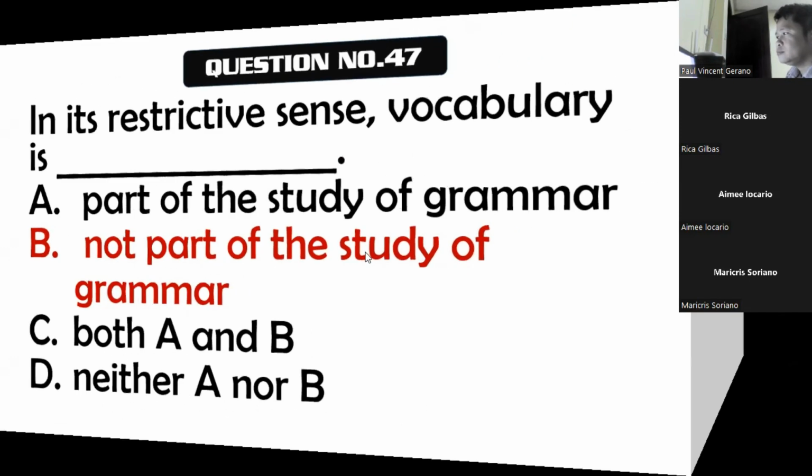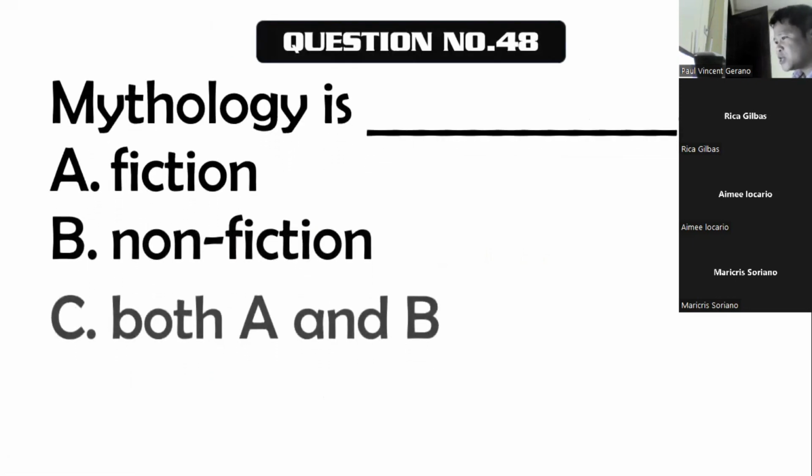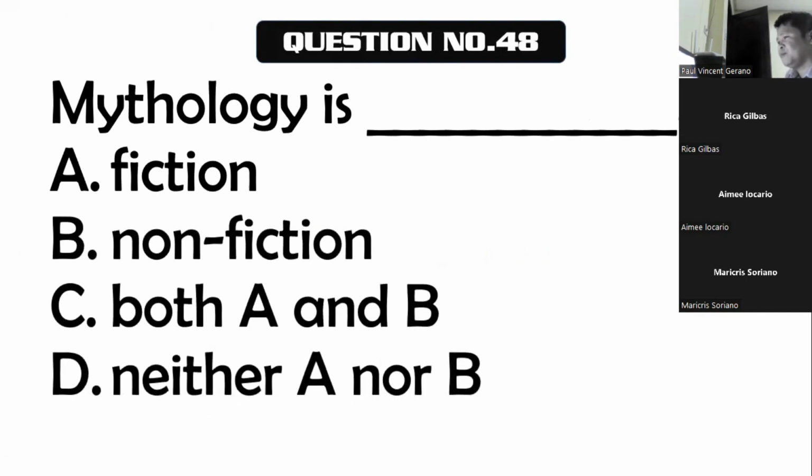48. We're almost there. 48, mythology is A, fiction, B, non-fiction, C, both A and B, D, neither A nor B. What's the answer? Mythology is correct, fiction. Pag isang story lang, can you consider that mythology? If you only have one story, is that mythology? No, correct. Kung isang story lang, myth lang yan. Because mythology is a collection of myths. Pag isa lang, it's myth. Pag collection of myths na, it's mythology. Okay?